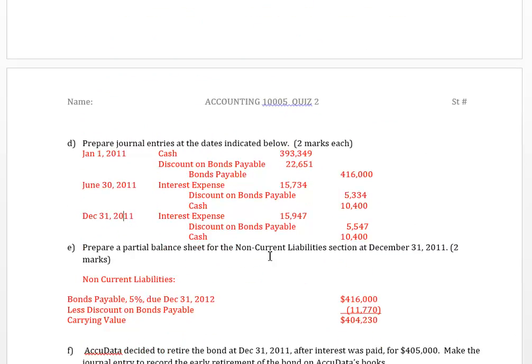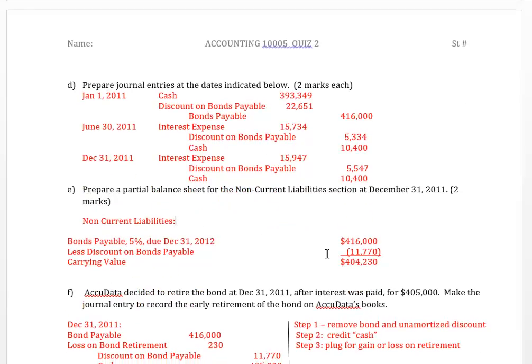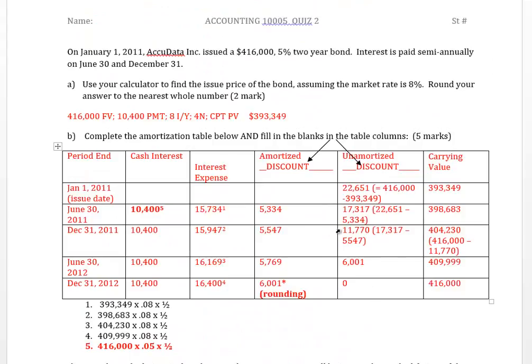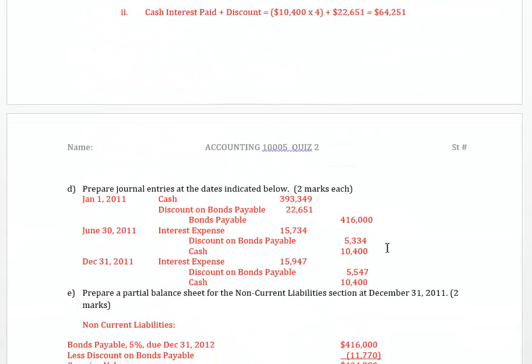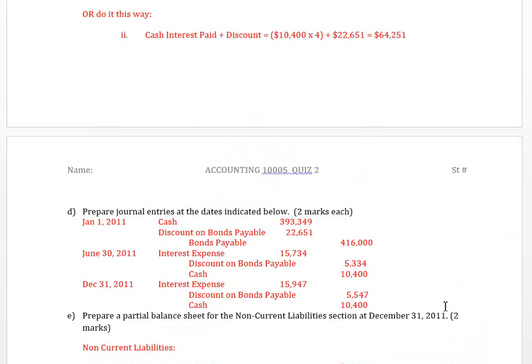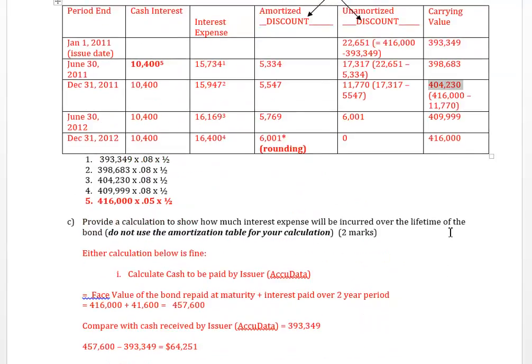So at the end of December 2011, in the non-current liability section of the balance sheet, we would describe the bond by giving it its account name, the coupon rate, and when it's due, meaning when it matures. And we know that's $416,000 because that's what we recorded at the issue date. We deduct the discount on the bonds payable, and don't forget that's the unamortized discount. Well, we can go to our table at December 31st, 2011 and find that at that date, unamortized discount is $11,770. And that's going to give us the carrying value of the bond, which should be the same as it is in the far right-hand side of the table, $404,230. And you see that right here, $404,230.